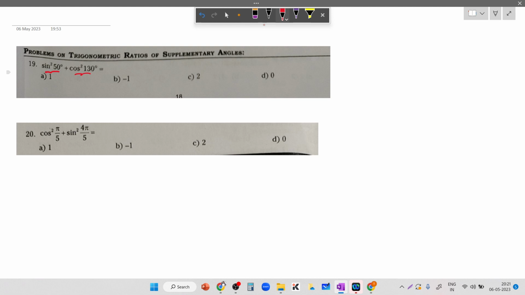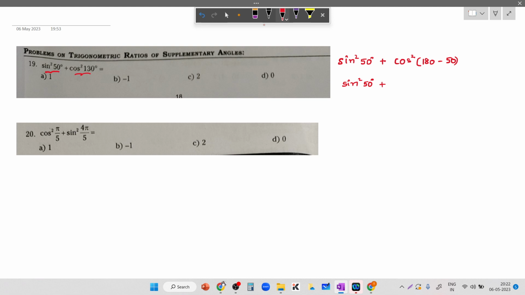For example, here we don't know the value of 50 and 130, but if you look at them, 50 and 130 are both supplementary. That means we have to use the concept of supplementary. So that is the intention. So sine square 50 I'll write as it is, plus cos square 130, I can write 130 as 180 minus 50, right? So it will become sine square 50 plus cos square 180 minus 50.